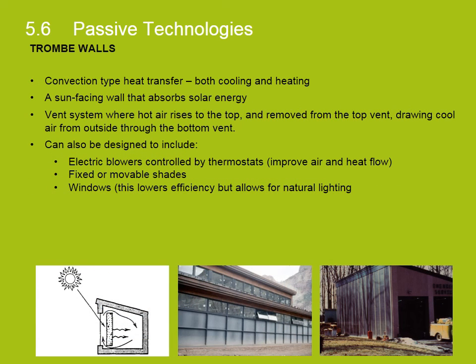Trombe walls use convection to either heat or cool a space depending on thermal conditions. Trombe walls are essentially a solar chimney which, when heated, creates a convection current of rising air that draws warm air from a building and vents it out through the facade. It works similarly when heating a building, pushing cold air out.